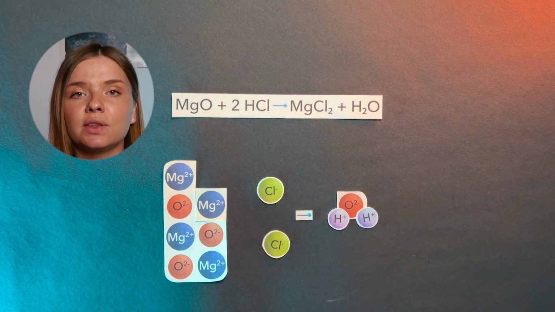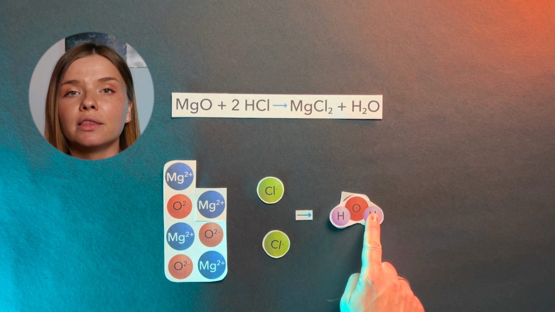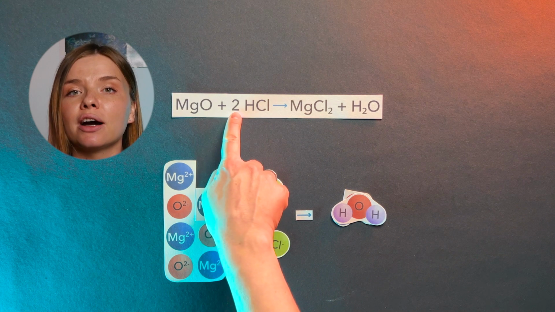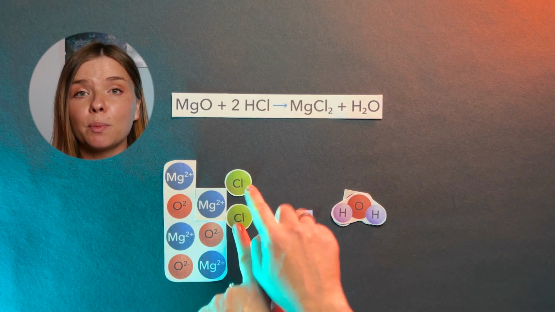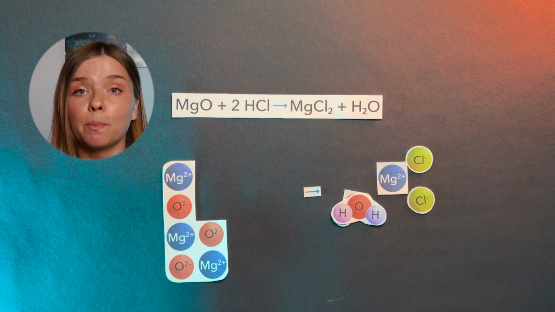Notice that we necessarily need two hydrogen cations to form one water molecule. That's why we see the coefficient of 2 before hydrochloric acid in the reaction equation. And the chloride ions from hydrochloric acid combine with magnesium ions to form magnesium chloride.